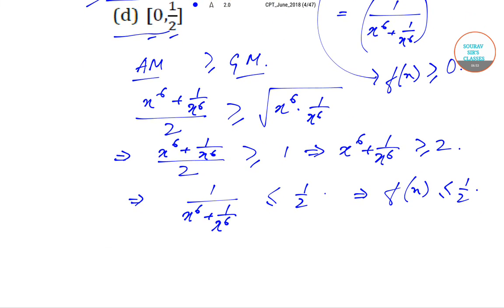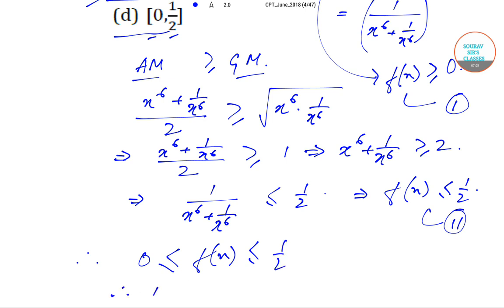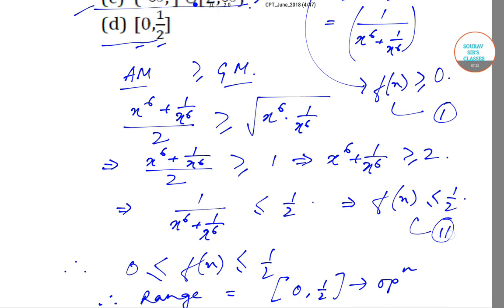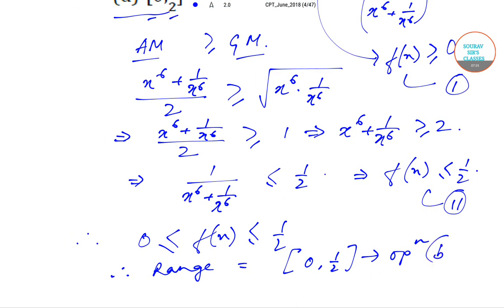So that implies the range therefore will be, if we take this as equation 1 and this as equation 2, then 1 and 2 imply that 0 is less than equal to f of x and this is less than equal to 1 by 2, and therefore the range is equal to the set close interval 0 to 1 by 2, which is the option we can take. As you can see B and D are the same options, but we will go over option B. So option B over here is the correct option.